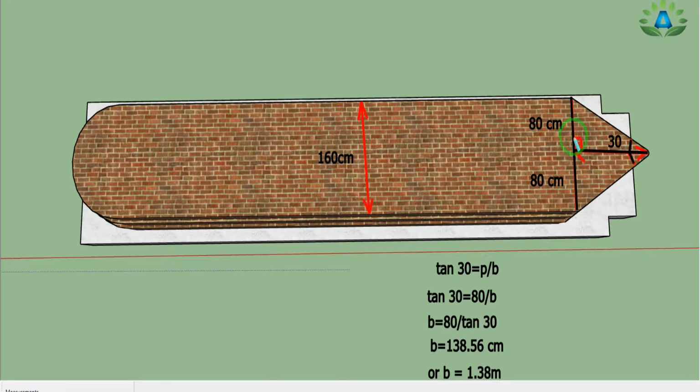So here we can use the trigonometric relation of tan, and tan 30 equals perpendicular by base, in which our perpendicular height is 80 centimeter and the value of this base is unknown. So we are going to calculate this value of the base. So we get B equals 80 by tan 30. And while calculating this, we get the value of the base equals 138.56 centimeter or 1.38 meter.